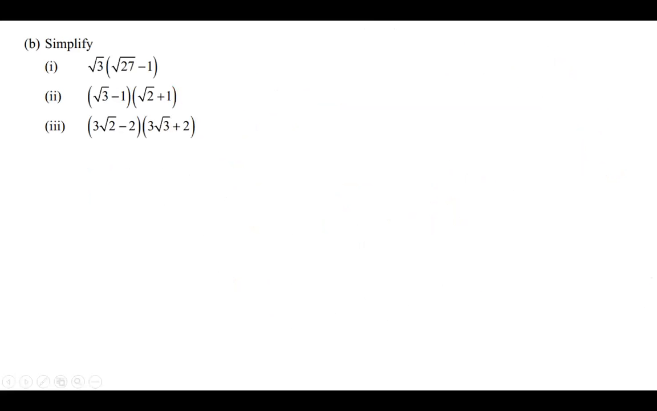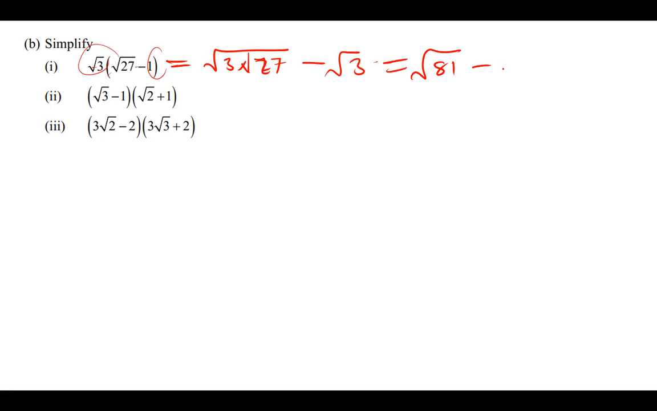Right, so move on to the next question. This one is asking us to simplify this times that. Multiplying this times that is the same as multiplying what is under the radical. We have 3 times 27. We say minus √3 times -1, we get -√3. So 3 times 27, we get 81, minus √3. The square root of 81 is 9, minus the root of 3. So this is the answer.